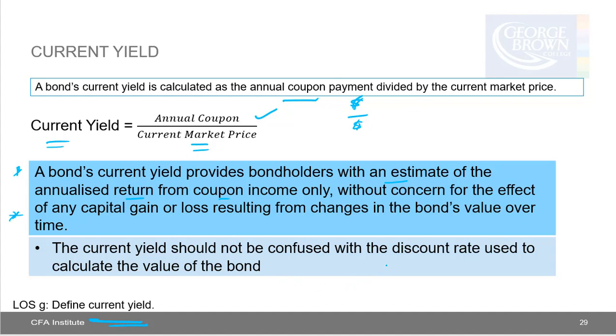And the current yield should not be confused with the discount rate used to calculate the value of the bond. Again, we're going to look at how to calculate the value of the bond later on. Not required to do the calculations, but you need to understand how we calculate the price based on the discount rate, which is the market rate, and that's not to be confused with the current yield, which is the annual coupon rate divided by the current market price.